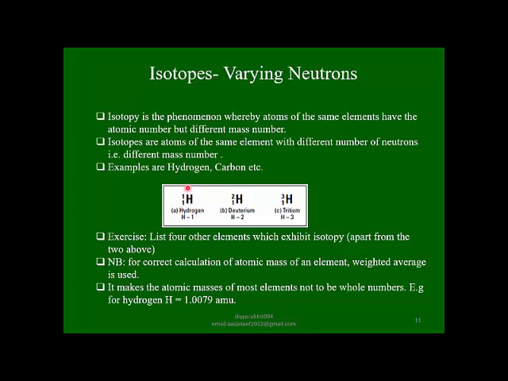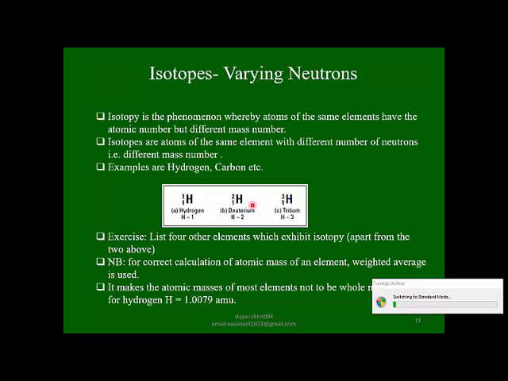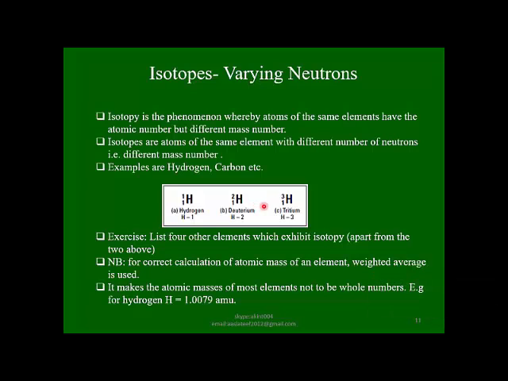This one has no neutron. This one is having 1 neutron now, 2 minus 1. This one is having 2 neutrons. So we can see that in these 3 forms, we have varying numbers of neutrons from 0 up to 2. And it's the same hydrogen because of the atomic number 1. There's no other element that is having atomic number 1. So it is only hydrogen, which means they are isotopes of each other. Exercise: the student has to list 4 other elements which exhibit isotopy apart from the 2 above.